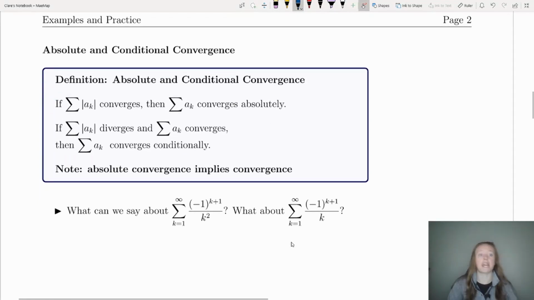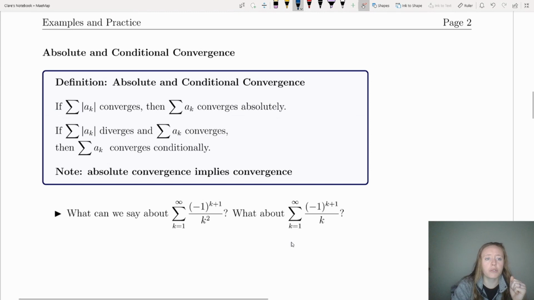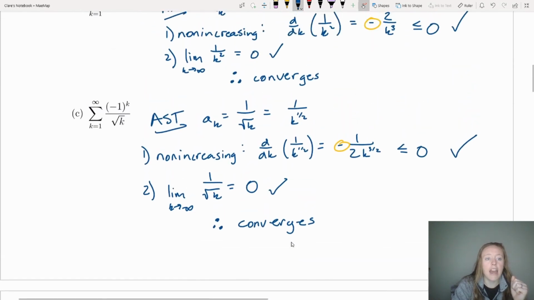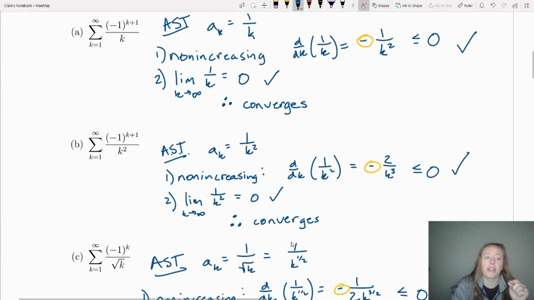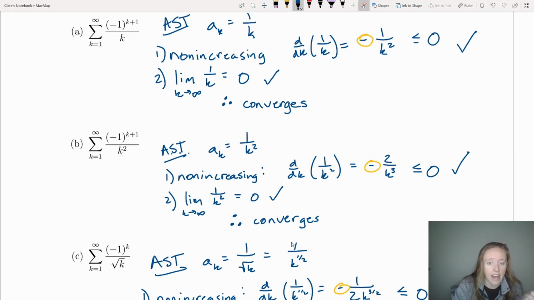So the next page dives a little bit deeper into convergence. For alternating series, they're either going to converge absolutely or they're going to converge conditionally. Now, absolute convergence for an alternating series is when the absolute value of that series converges and when just the alternating series itself converges. So if we scroll back up, in A, B, and C, we just showed whether the alternating series converged by the alternating series test.